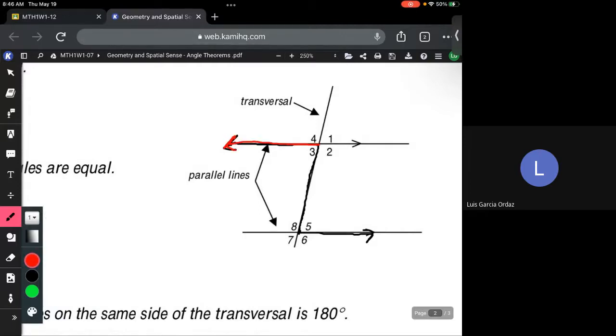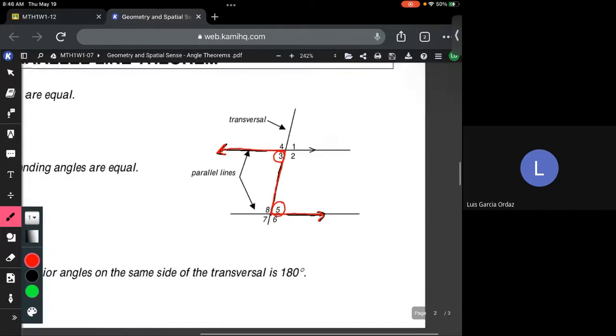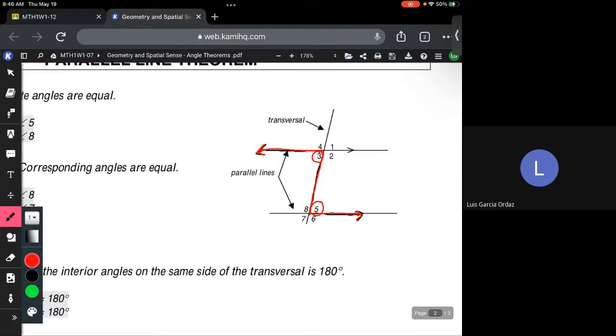Okay. So the Z pattern states that angle 3, which is over here, and angle 5, which is right here, should be equal to each other. Because they're across from each other. Because if you think about it, a Z makes an acute angle here and also makes an acute angle here. So they should be the same as each other.